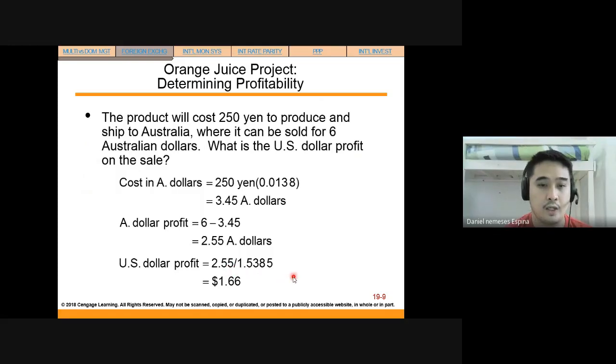We know that the Australian dollar is equivalent to 1.5385 US dollar. So the final amount or the profit in US dollar is 1.66. Okay, 1.66.